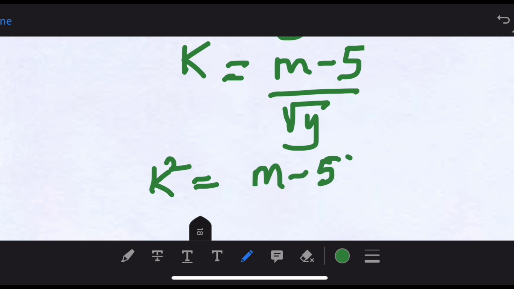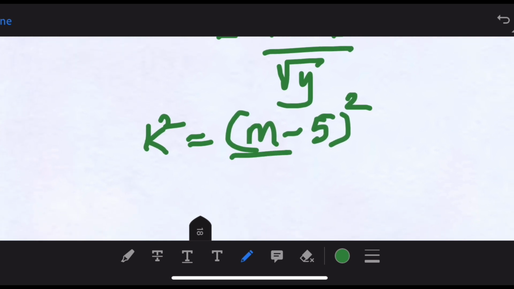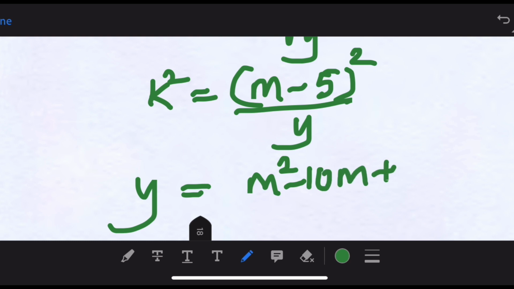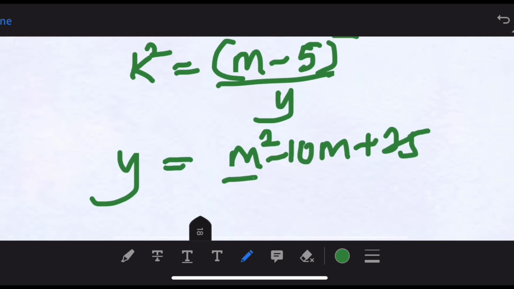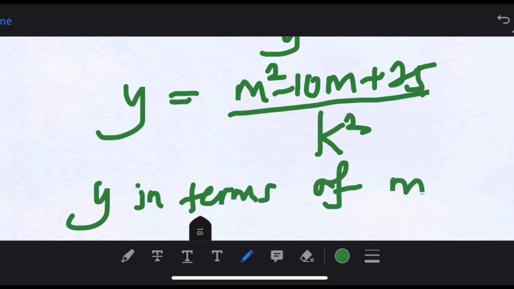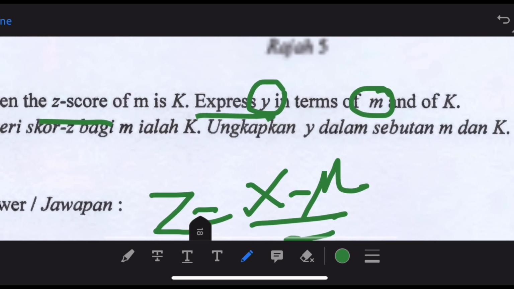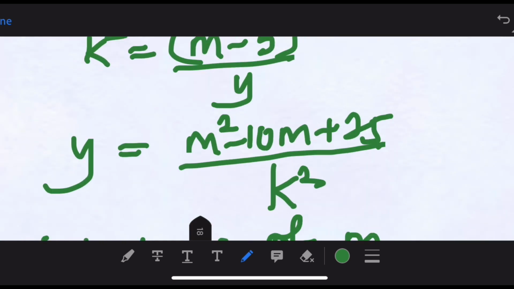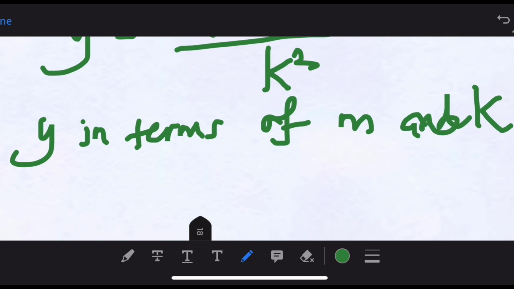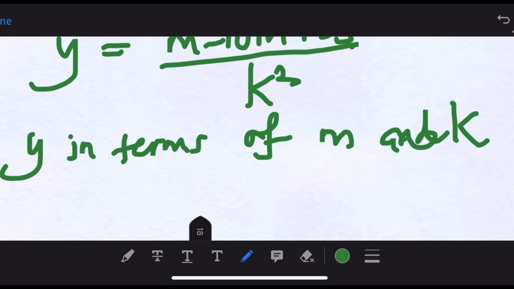And we try to square both sides, and we can get rid of the square root y. And the question say we need to express y in terms of the m and k, so this should be the right answer. So your answer must be y equal to m squared minus 10m plus 25 over k squared. Right, so now we need to write the answer like this, so that is y in terms of m and k.